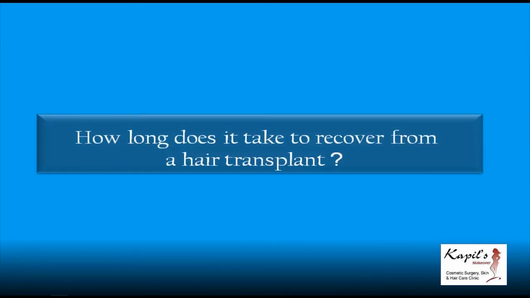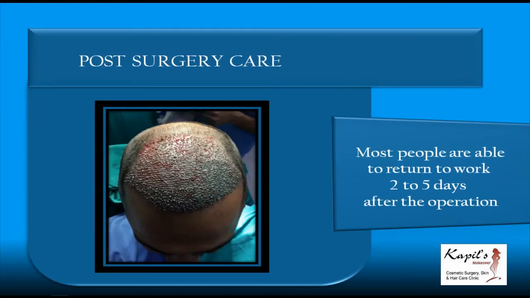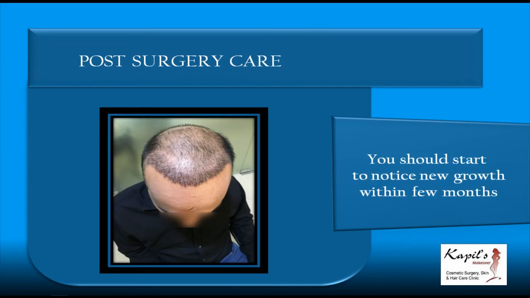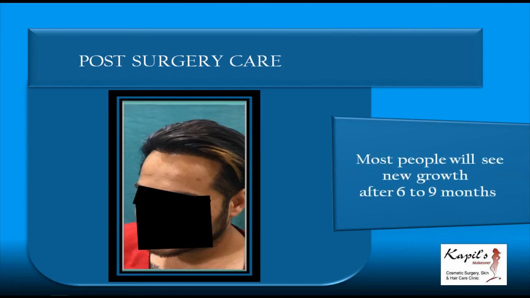How long does it take to recover from a hair transplant? Most people are able to return to work 2 to 5 days after the operation. Within 2 to 3 weeks after surgery, the transplanted hair will fall out, but you should start to notice new growth within a few months. Most people will see new hair growth after 6 to 9 months.